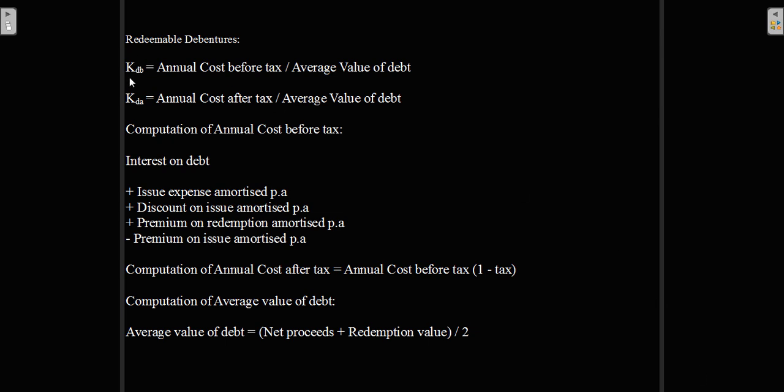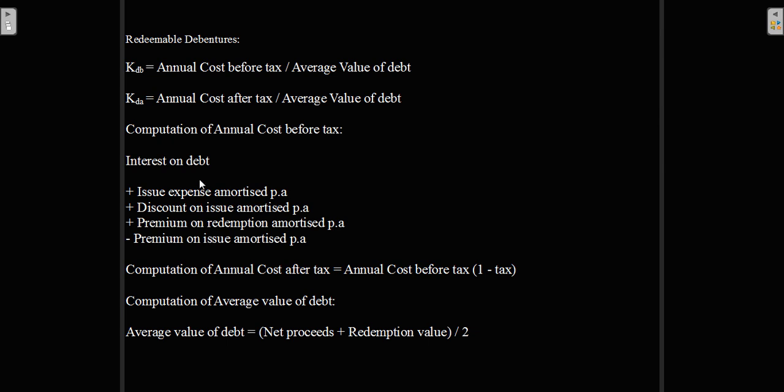So cost of debt before tax can be calculated using annual cost before tax divided by average value of debt. The cost of debt after tax is calculated using annual cost after tax divided by average value of debt. So to calculate the annual cost before tax, we need to use the following pro forma.